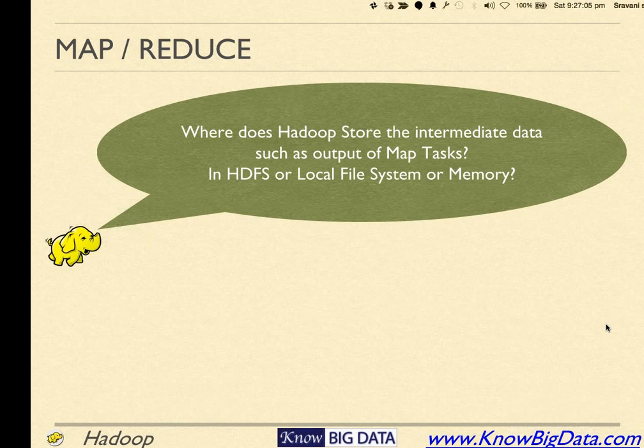Now, where does Hadoop store the intermediate data, such as the output of the map task? When the map jobs have finished, is the output of each mapper stored in the local file system on each node, or is it stored in HDFS, or is it always kept only in memory?